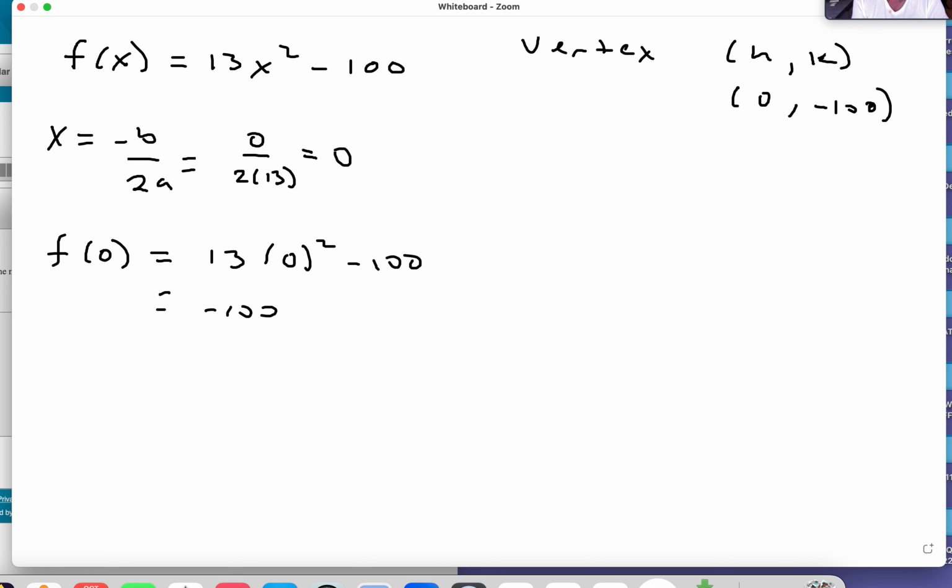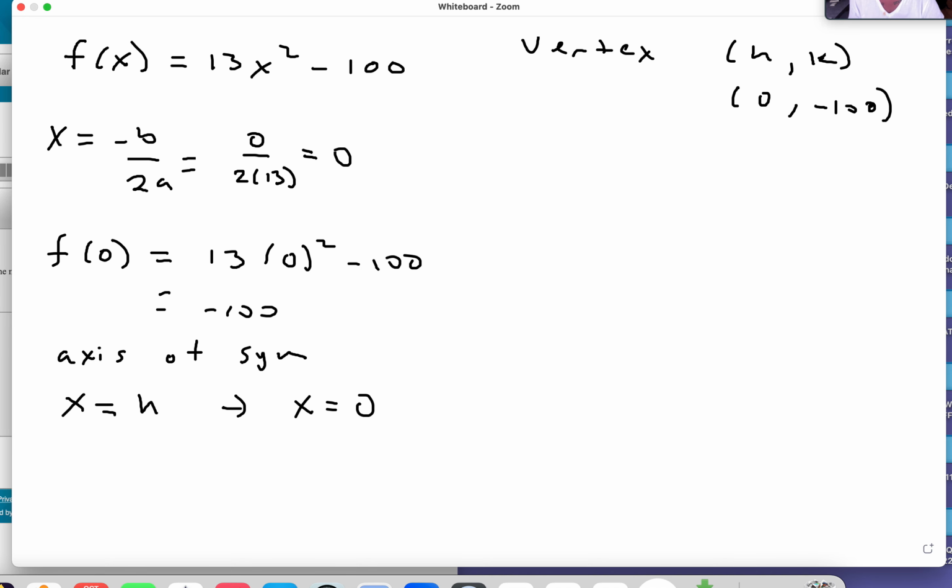And then let's see, axis of symmetry. So the axis of symmetry always is, every single time, until chapter 10, going to be x equals h, the x-coordinate of the vertex. So that would be the line x equals 0, which is a vertical line, also known as the y-axis, going through 0.